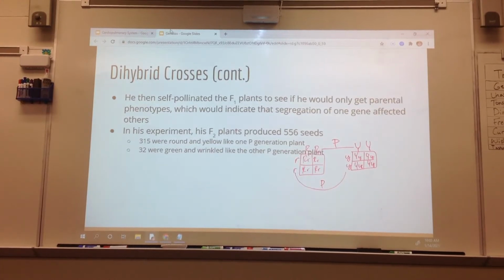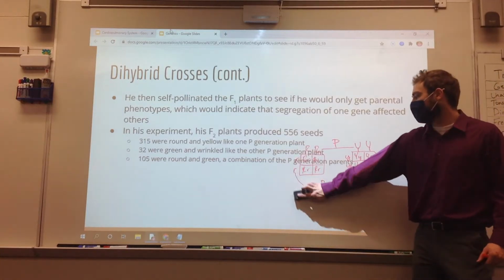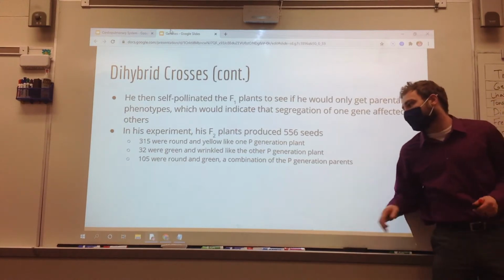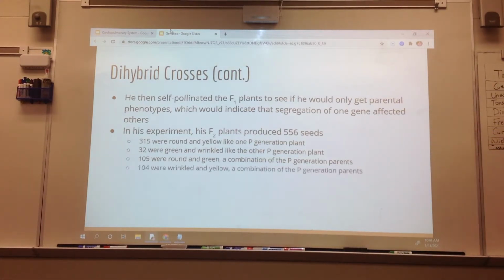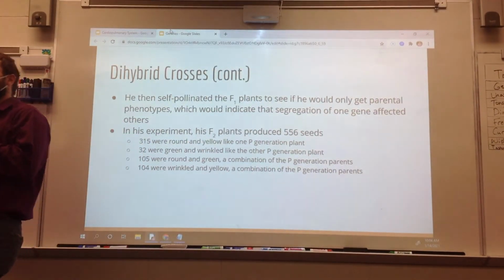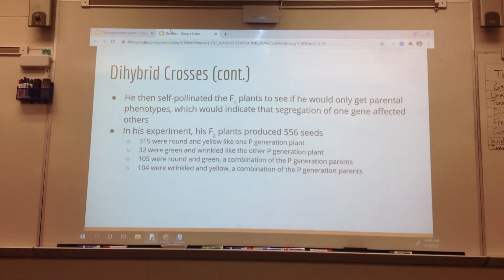He also got 105 that were a combination, round and green, and 104 that were yellow and wrinkled, another combination here. So what this tells him is that genes do not necessarily come together in pairs or come together in trios.